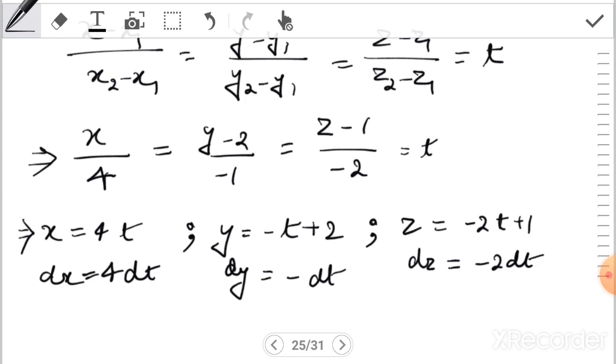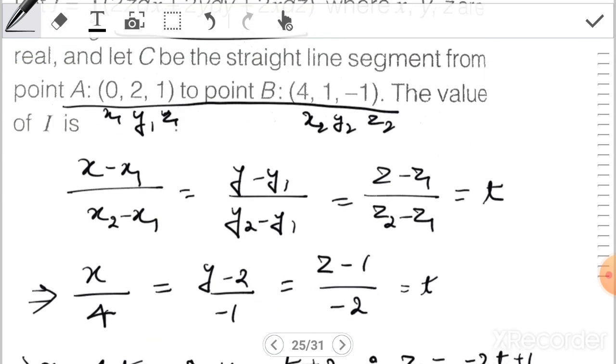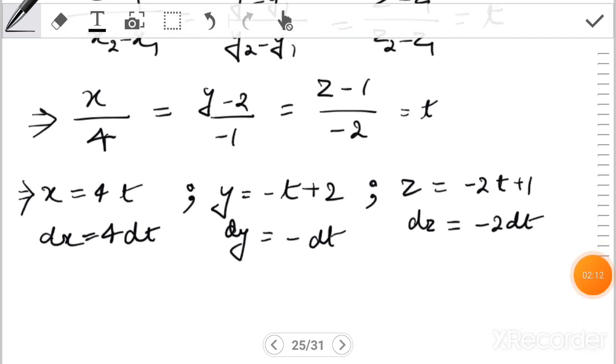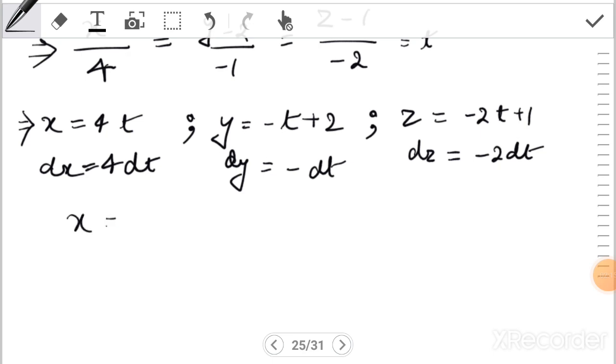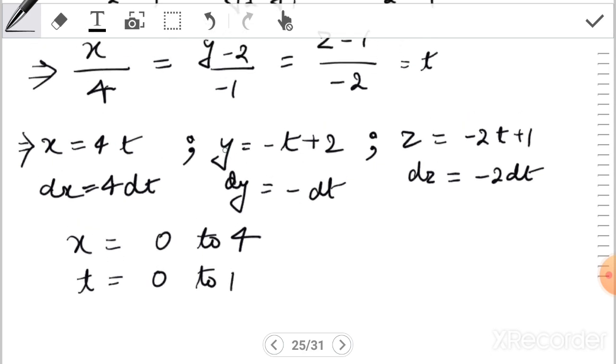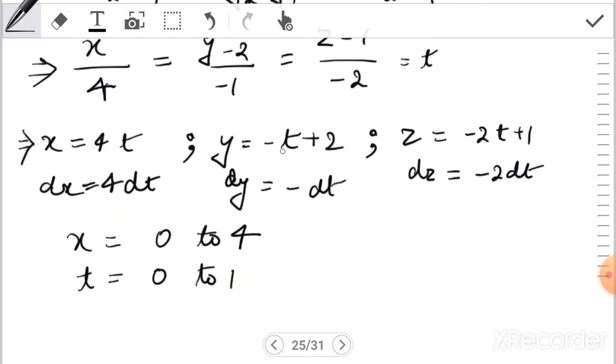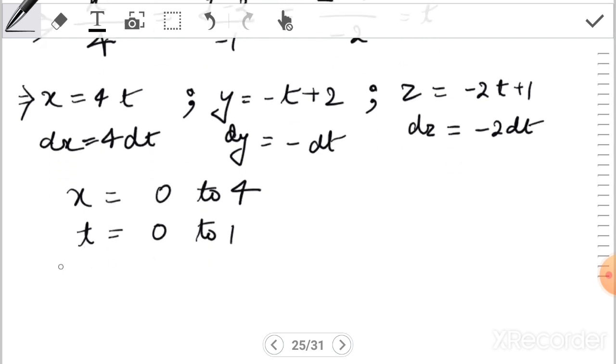Okay, and right. So if x varies from 0 to 4, then t will vary from, put x is equal to 0 here, t is 0, and put x is equal to 4 here, then t will be equal to 1, right? Similarly here y varies from 2 to 1, so if you put 2 here, t is 0, and if you put 1 here, t will be equal to 1. Okay, so t varies from 0 to 1.